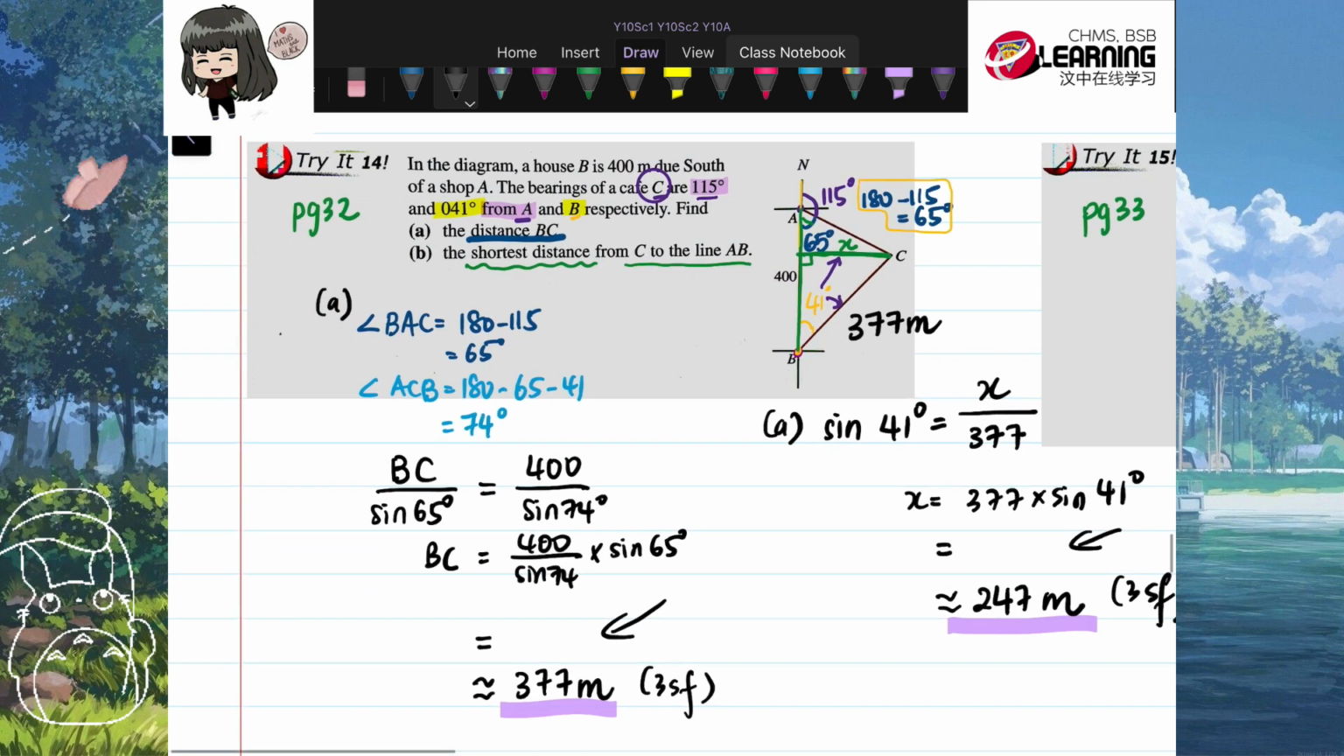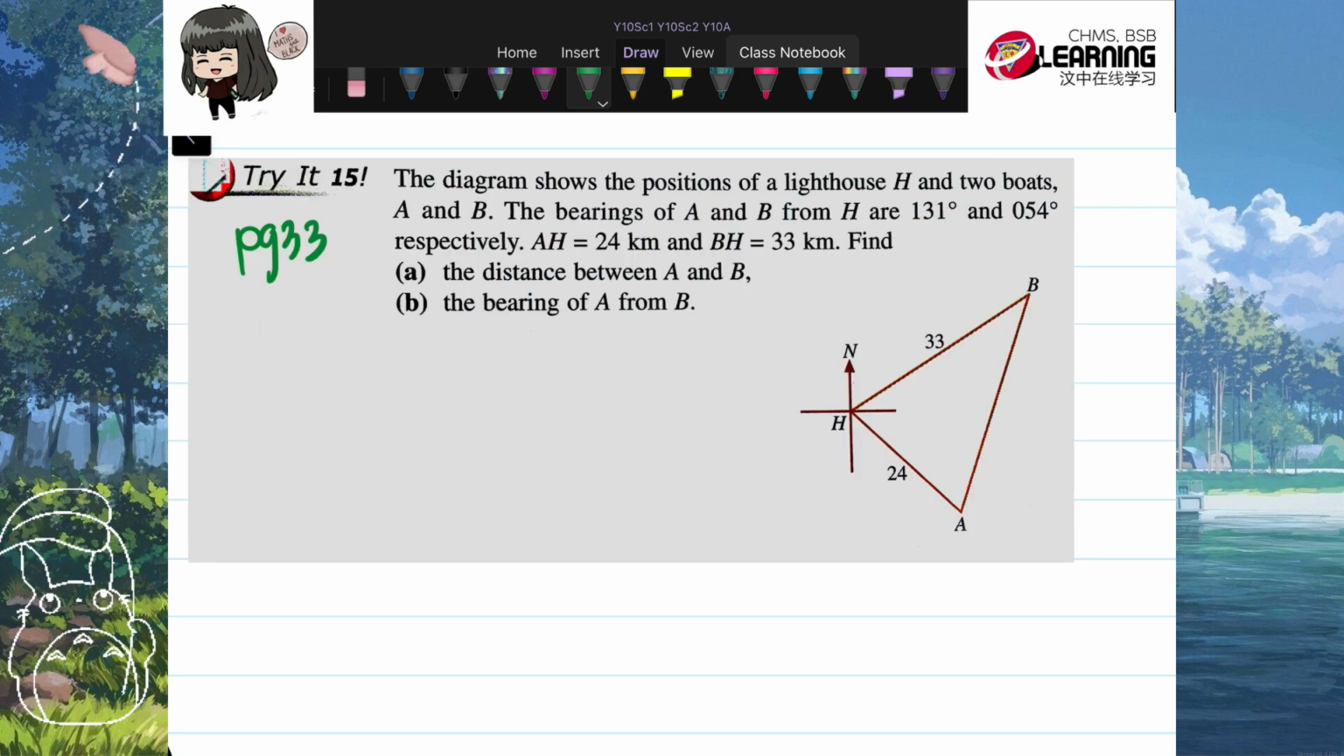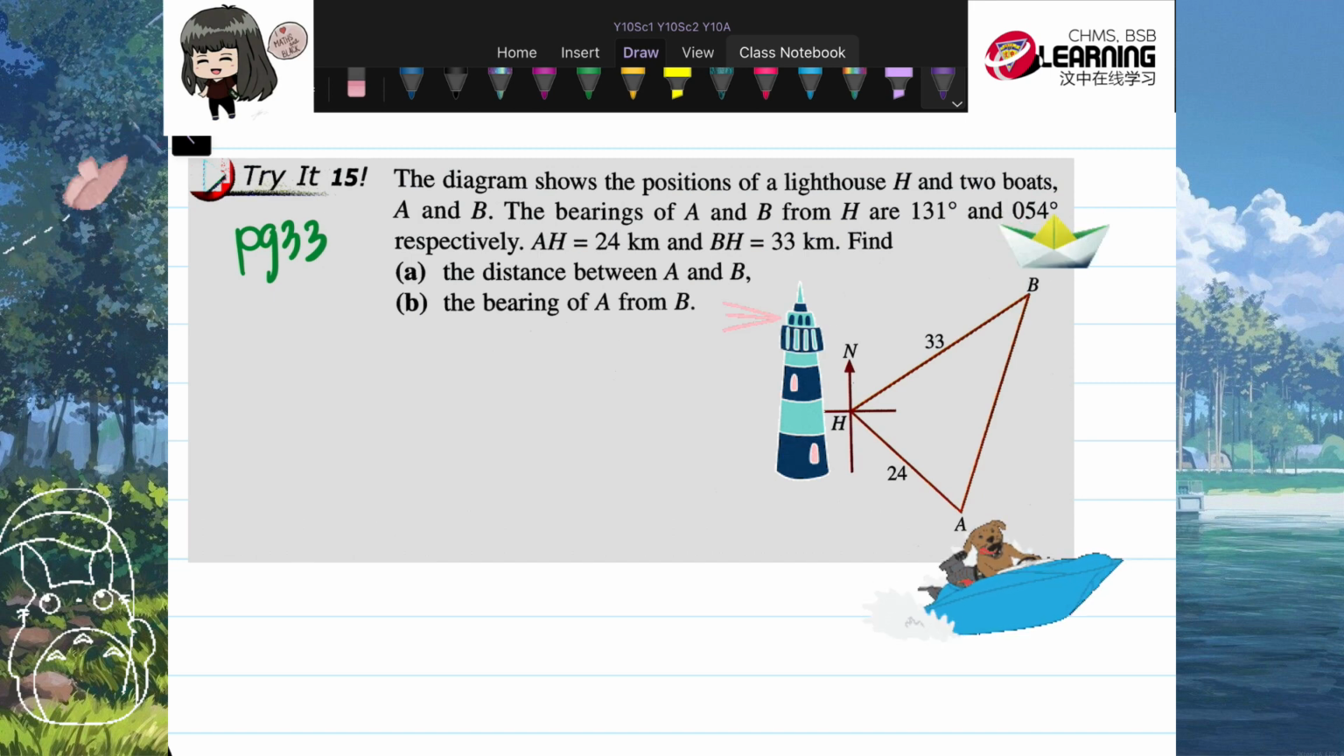Okay, that's for Try It 14. Now let's look at Try It 15. The diagram shows the positions of a lighthouse H, which is here, and two boats, A and B. The bearings of A and B from H are 131 and 54. So we have two bearings here, and both are from H. The bearing of A is 131, and the bearing of B is 54.